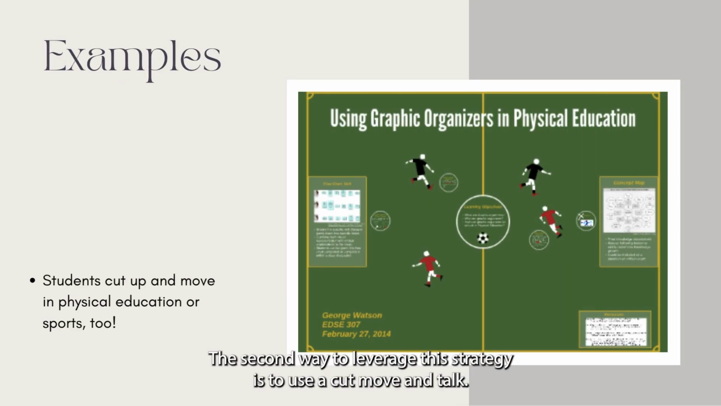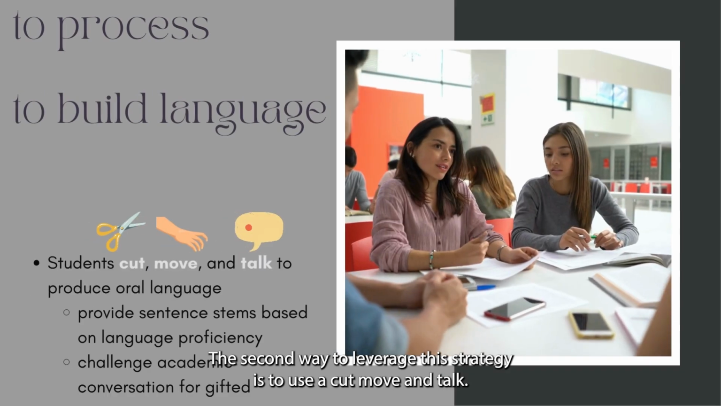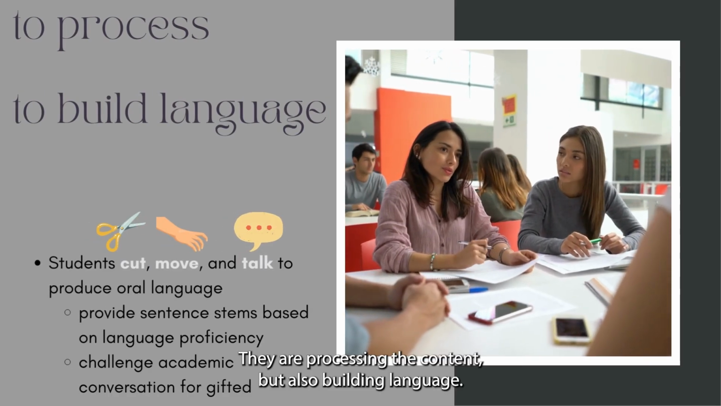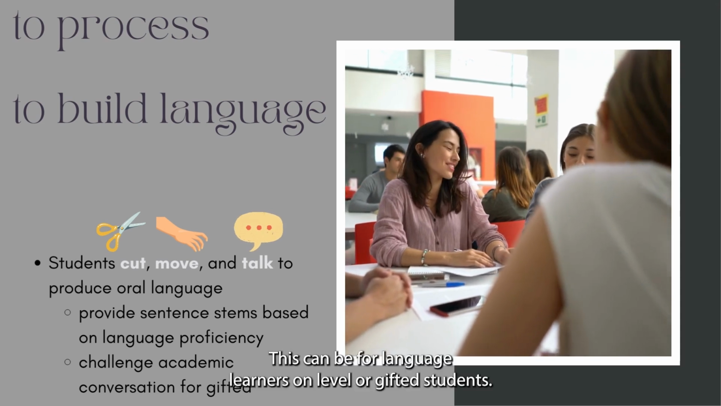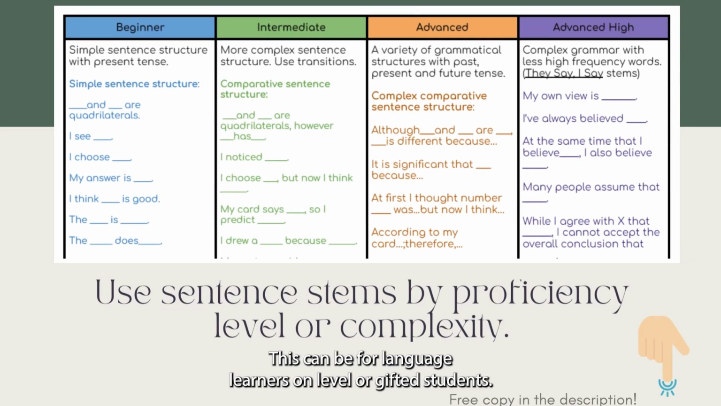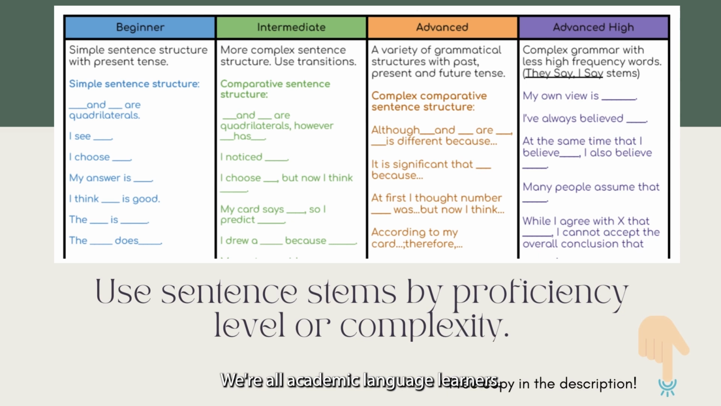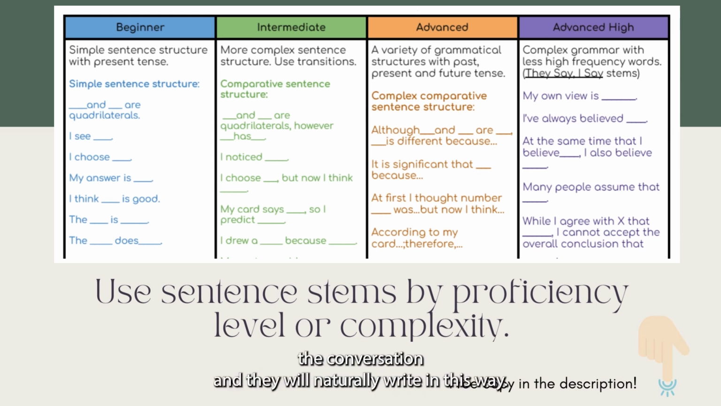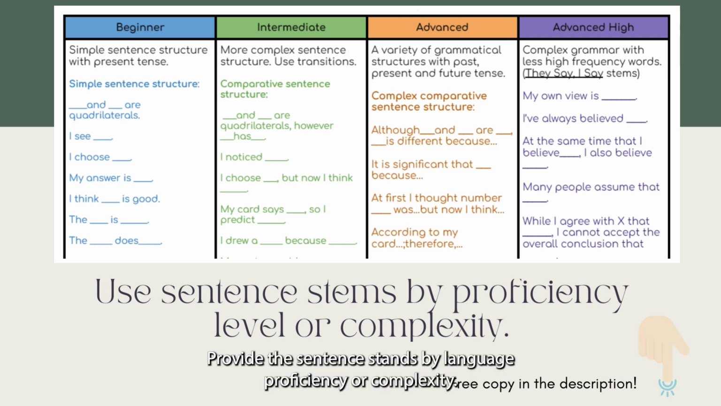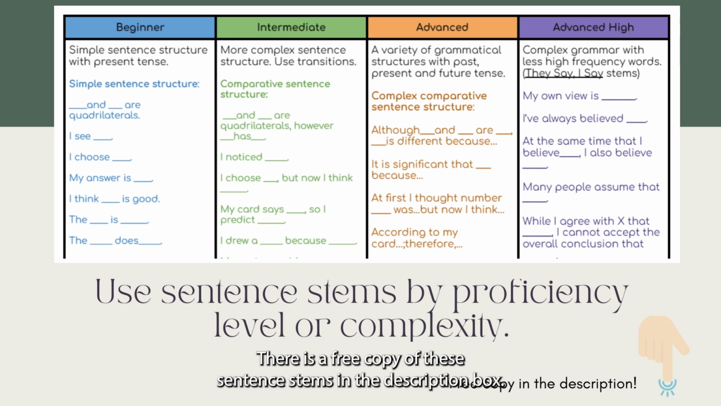The second way to leverage this strategy is to use a cut, move, and talk. They are processing the content, but also building language. This can be for language learners, on-level, or gifted students. We're all academic language learners. Students write the way they talk, so build and shape the conversation, and they will naturally write in this way. Provide the sentence stems by language proficiency or complexity. There is a free copy of these sentence stems in the description box.